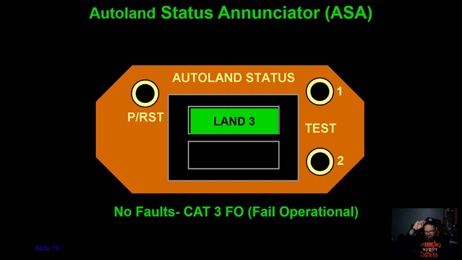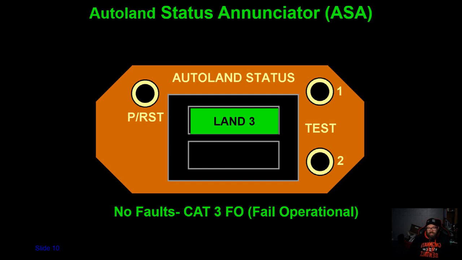For the Cat 3 stuff, though, there's two types of Cat 3. You have Cat 3 FO and you have Cat 3 FP. What we're looking at here is an Autoland status talking about FO. So FO stands for fail operational. It's an oxymoronic term because fail and operational should never be together. But basically what fail operational means is that you are fully operational. That's the way I like to look at it. Basically meaning that the airplane is completely fine, that there's nothing wrong with it, that you can do whatever you need to for the Autoland.